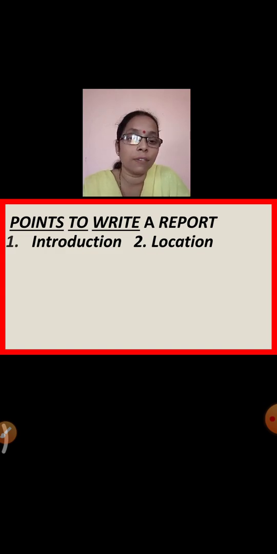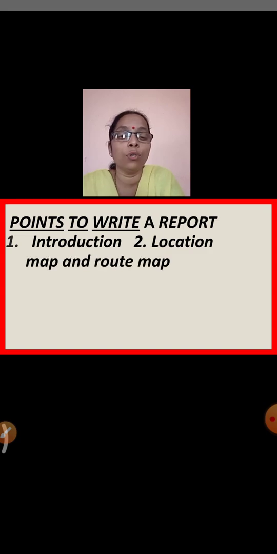So this is just a format I am giving you. How do you write a report? You must always be having this in your languages and compositions, report writing. Yes. So the first point is introduction. You have to introduce the place where you have visited. Then you have to talk about the location of that particular place, where it is exactly located.